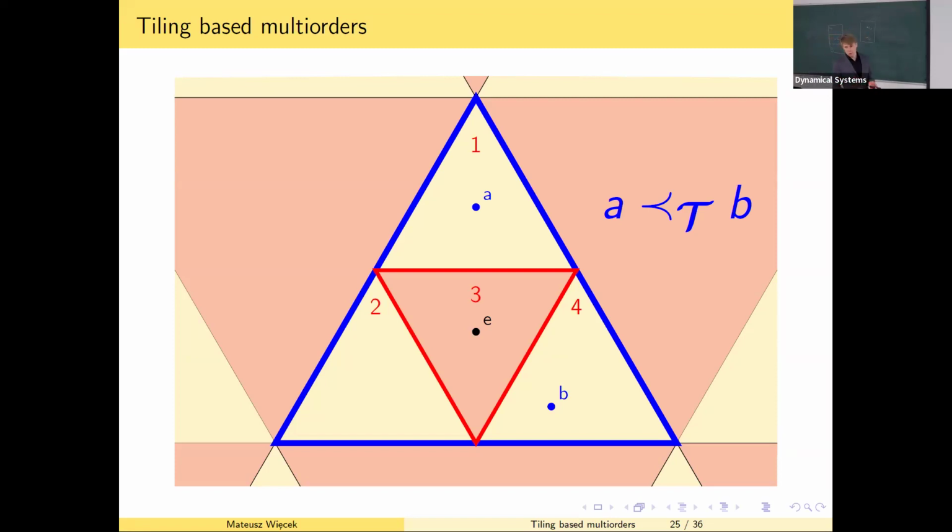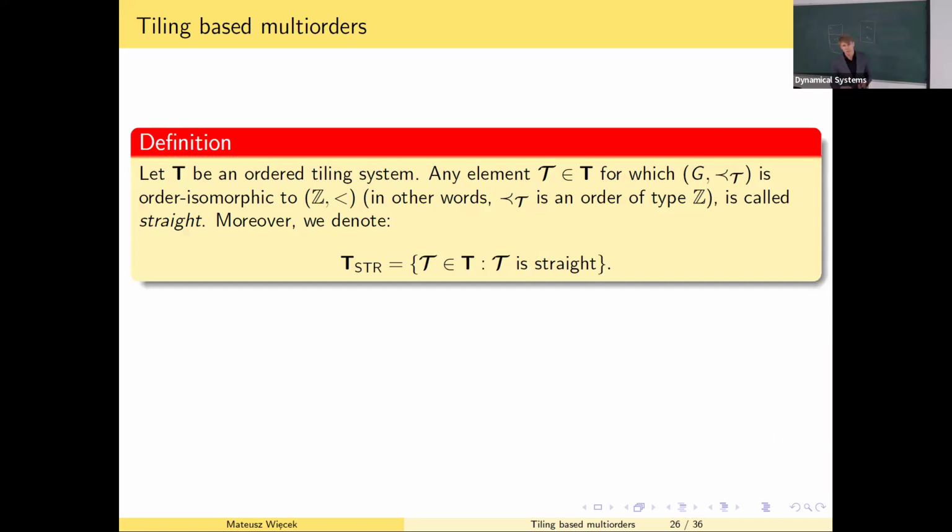Okay, in this manner we obtain a total order, but it does not need to be of type Z. Because it may happen that this element A will always belong to a subtile of the lowest possible number. It will always belong to a subtile of number 1 at any level. So it will mean that it is a minimal element in our order. And eventually we obtain an order of type N. And similarly, if B always belongs, for example, to the subtile of the highest possible number, then we obtain an order of type -N. So again, because in the definition of multi-order we only allow orders of type Z, we need to restrict ourselves to sequences of tilings which produce such orders. And such sequences of tilings are called straight.